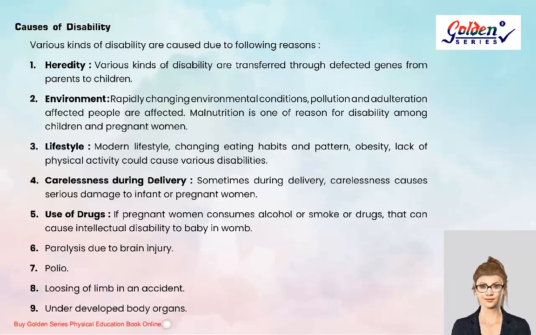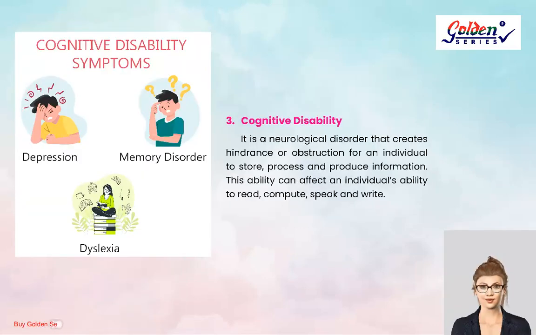in the womb. 6. Paralysis due to brain injury. 7. Polio. 8. Losing of a limb in an accident. 9. Underdeveloped body organs. Number 3. Cognitive disability. It is a neurological disorder that creates hindrance or obstruction for an individual to store, process and produce information. This can affect an individual's ability to read, compute, speak and write.